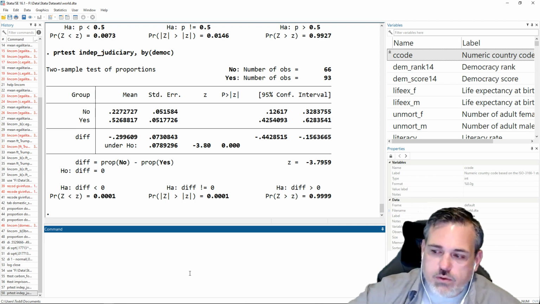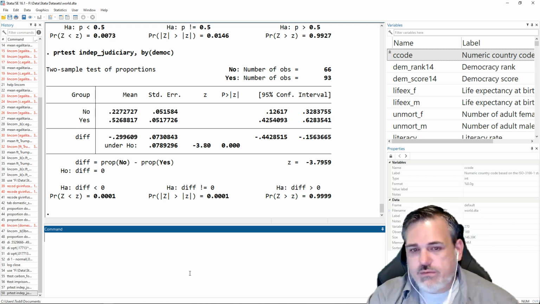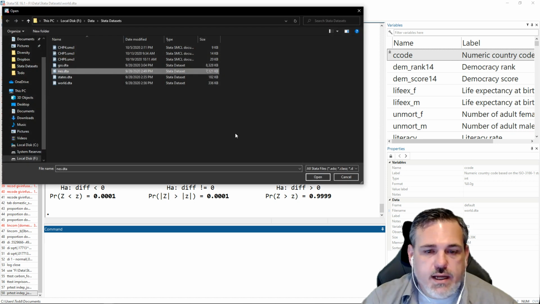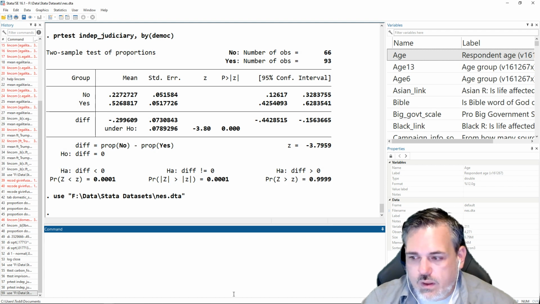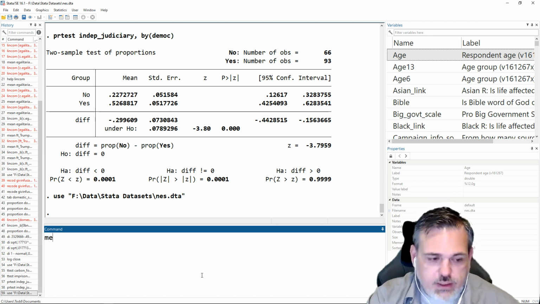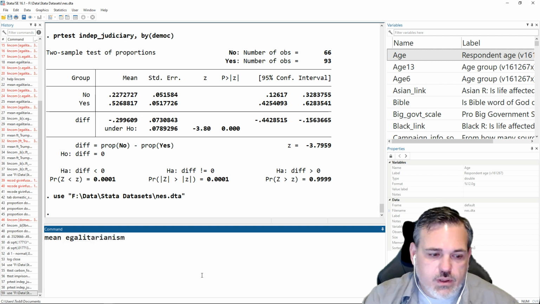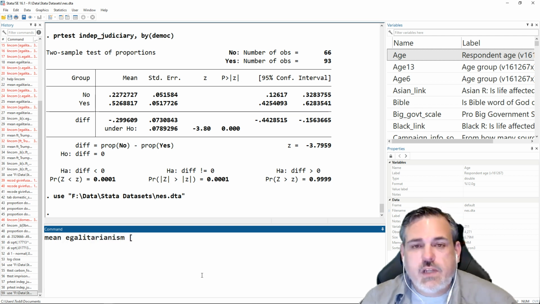I'm going to walk you through some steps that we already know. First off, let's get in the right data set. We're going to start with the NES today. And I'm going to show you immediately a new command, and that's the mean command. We're going to take a look at egalitarianism.